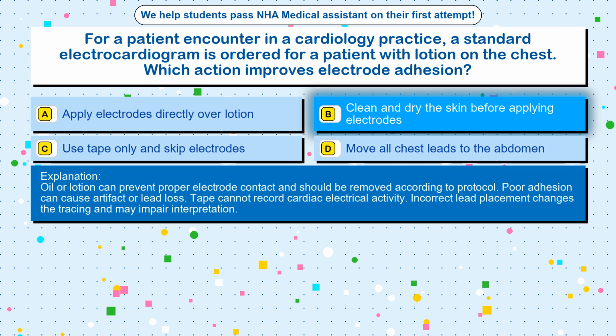The correct answer is option B, clean and dry the skin before applying electrodes. Oil or lotion can prevent proper electrode contact and should be removed according to protocol. Poor adhesion can cause artifact or lead loss. Tape cannot record cardiac electrical activity. Incorrect lead placement changes the tracing and may impair interpretation.